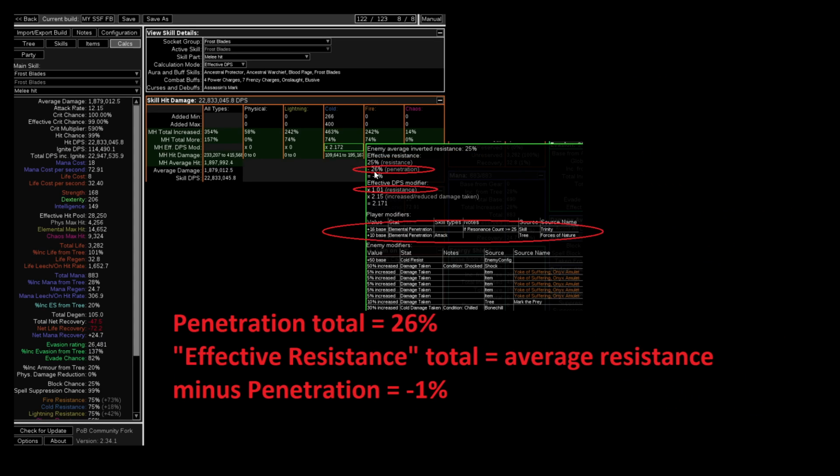Then it factors your penetration. So on this build, there's 26% penetration from Trinity and Forces of Nature. So that 26% gets subtracted from that 25% to get an average number of minus 1%. So that's where this 1.01 multiplier here comes from, having minus 1% average resistance.